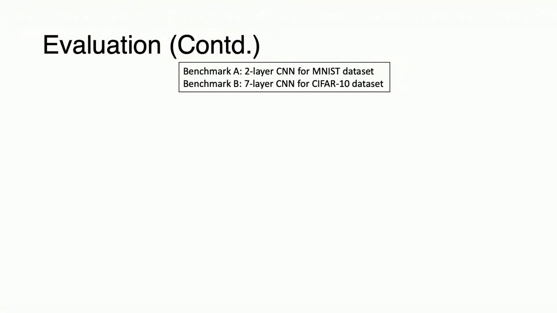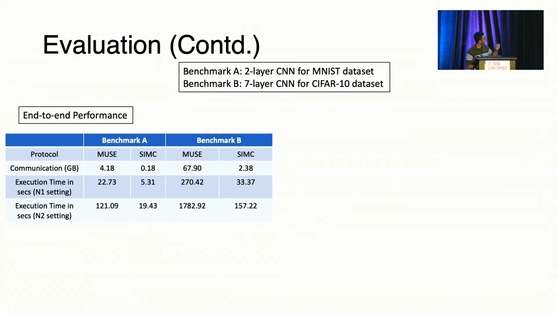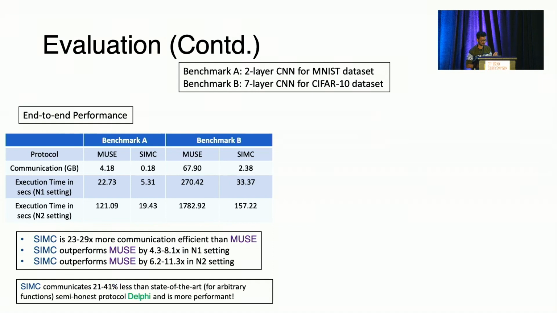For evaluating the performance of our protocol end-to-end, we consider 2 benchmarks. One is a 2-layer convolutional neural network on the MNIST dataset, and the second one is a 7-layer CNN for the CIFAR10 dataset. Here, the end-to-end performance is as follows. Consider benchmark 2. MUSE takes 1,782 seconds, whereas our protocol just takes 157 seconds. And it is order of 6.2 to 11.3x faster in the N2 setting.